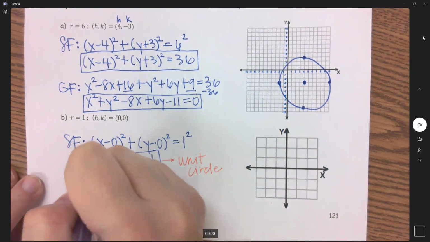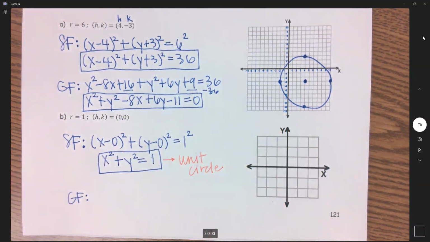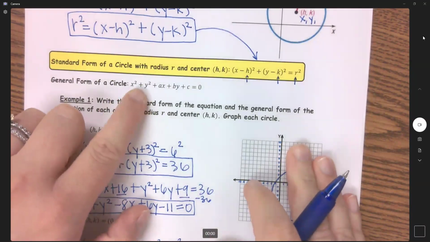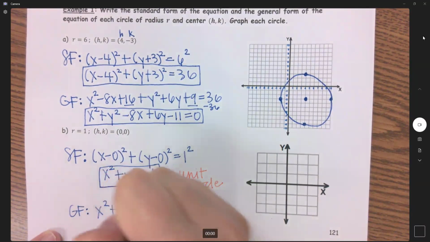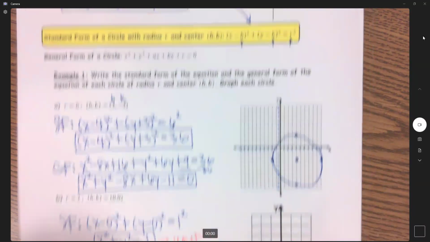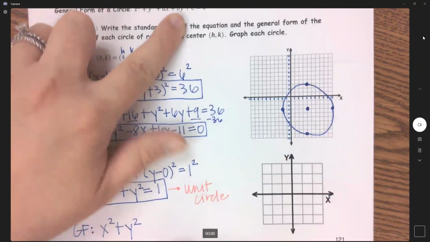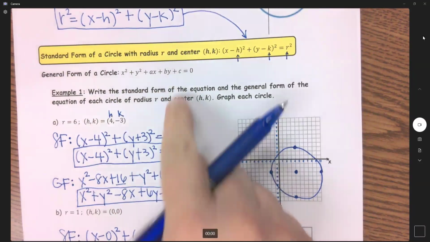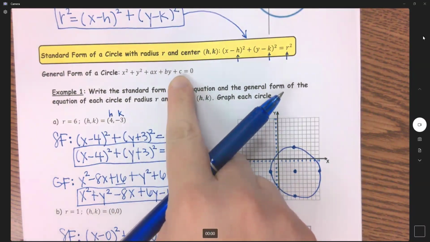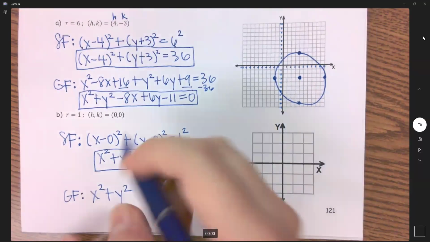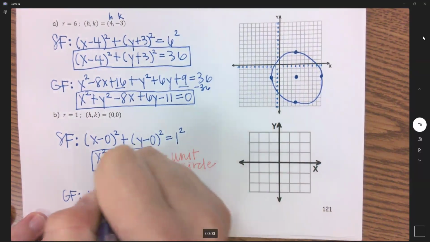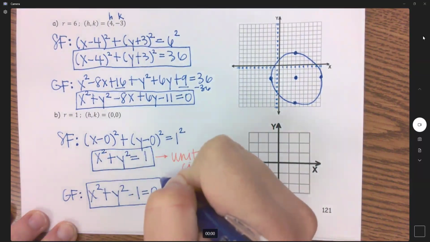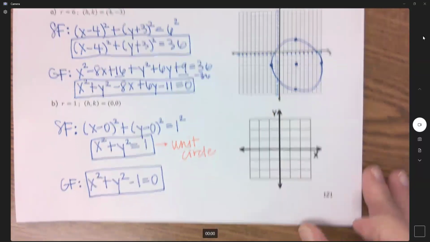And then our general form needs my x and y squared at the beginning, which they really already are. So x squared, y squared. Then it needs your x's and your y's next. I don't have any of those. So the only thing we're really doing is now I need my constant. So I'm going to subtract that 1 over. So we've got minus 1 equals 0. So that general form wasn't bad at all.